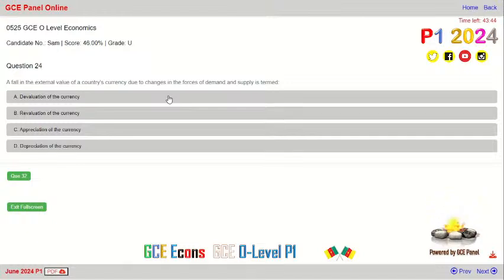Question 24. A fall in the external value of a country's currency due to changes in the forces of demand and supply is termed. Whenever the forces of demand and supply work to bring about a fall in the external value of the currency of a country, this is known as the depreciation of the currency. The currency has depreciated. So, currency depreciation.